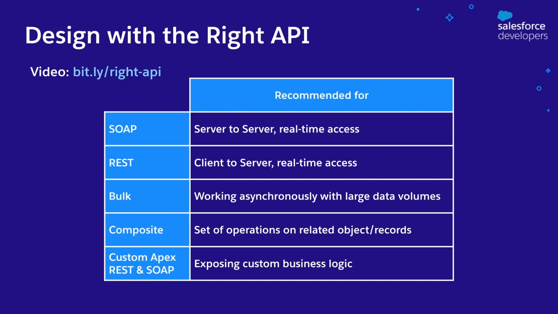As a quick reminder, you should use SOAP when you have server-to-server real-time access, REST when you have client-to-server access, and Bulk when you work with large amounts of data, so millions of records, in an asynchronous way. Use Composite when you want to do a set of operations on related objects and records, and finally you can use custom Apex REST and SOAP endpoints when you want to expose custom business logic.